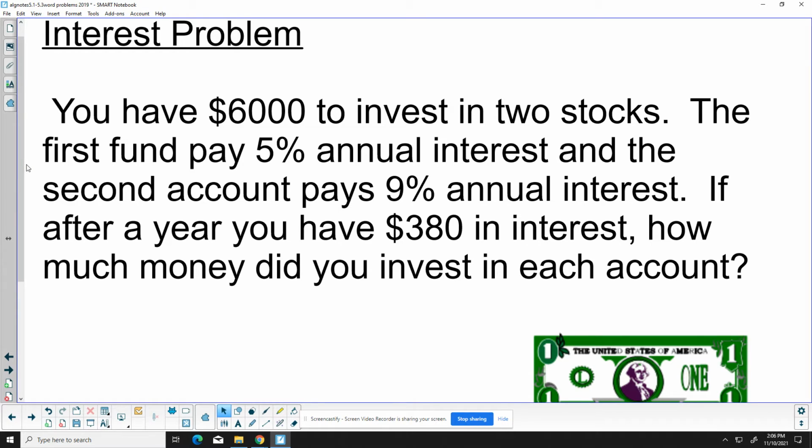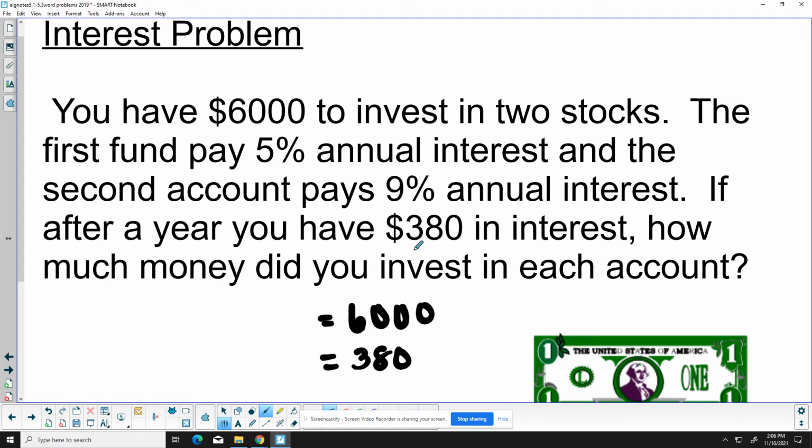The first one says you have $6,000 to invest in two stocks. That's one of the totals. The first fund pays 5% annual interest, and the second account pays 9%. After a year you have $380 in interest. How much money did you invest? So the two totals were 6,000 and 380.